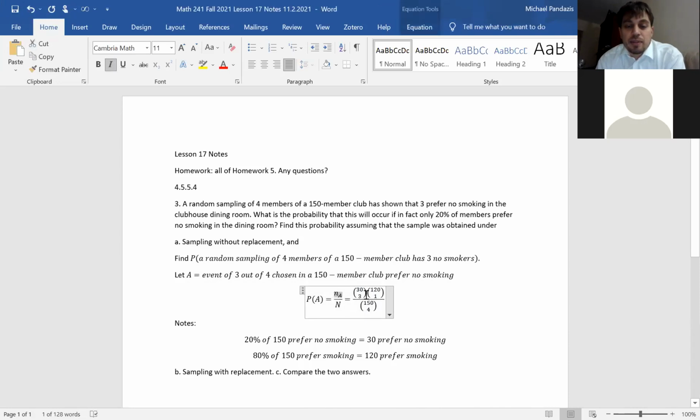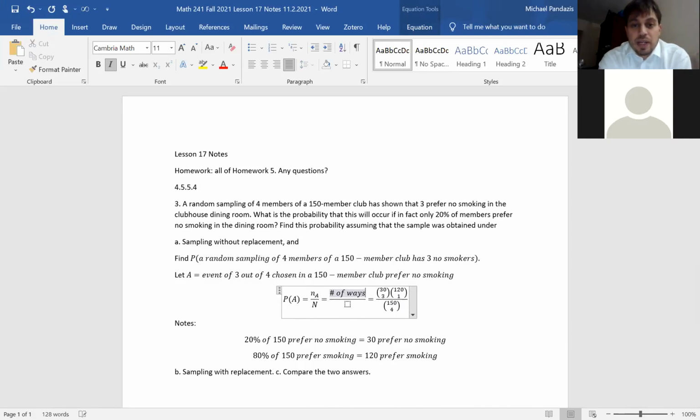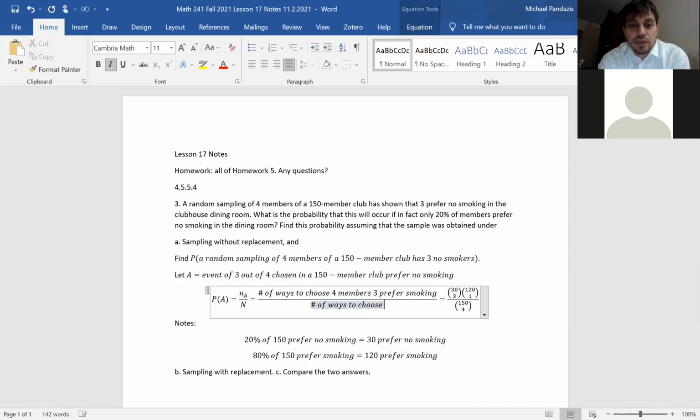N sub A is the number of ways to choose 4 members, 3 of whom prefer no smoking. The denominator is the number of ways to choose 4 members, so 150 choose 4, the ways to choose 4 members in a 150 member club. The numerator is first you choose 3 out of the 30 that prefer no smoking, and then 1 out of the 120 that prefer smoking. That makes sense?